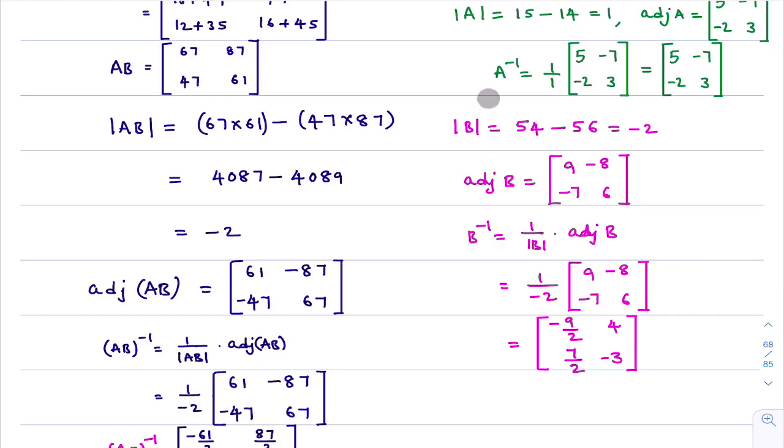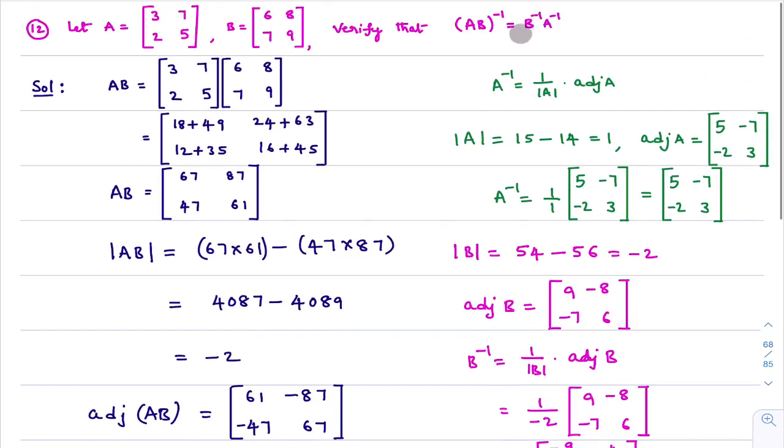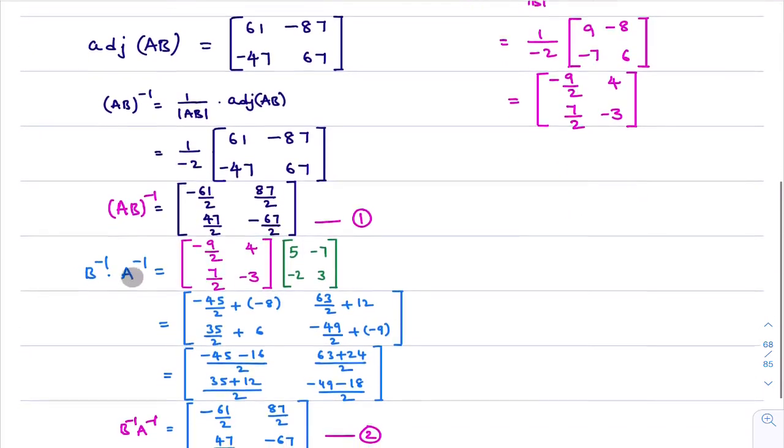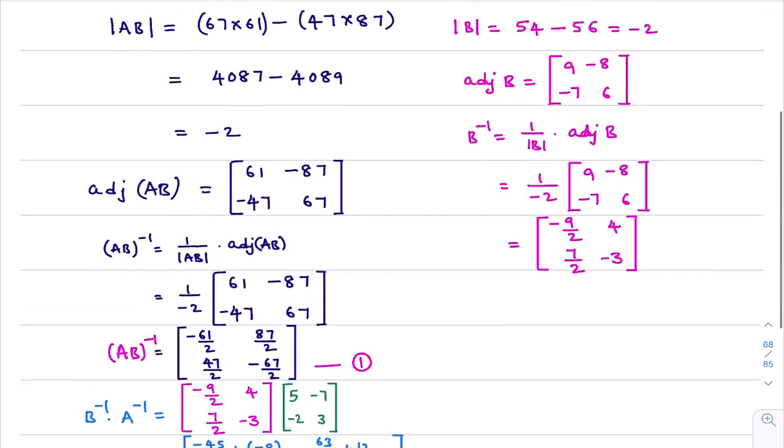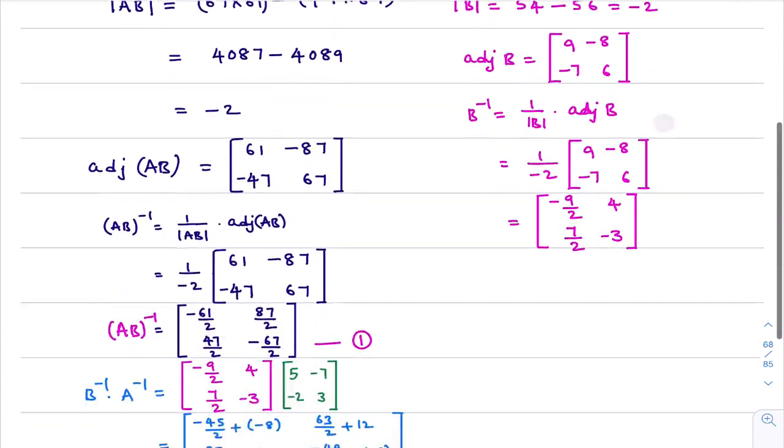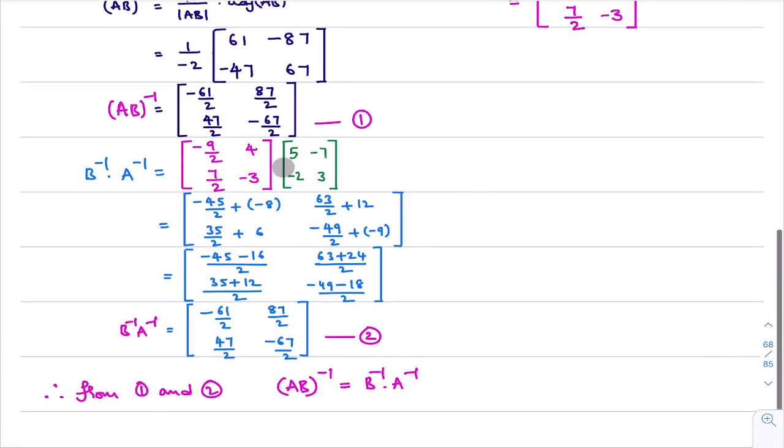So what happened? I calculated A inverse and B inverse. Actually, what is RHS? RHS is B inverse, A inverse. So I am going to calculate RHS. I wrote B inverse first, next A inverse, which we calculated here. Okay. Now you multiply these two matrices. You know how to multiply. First row, first column. First row, second column. Second row, first column. Second row, second column. Simplify these things further. You will get like this.